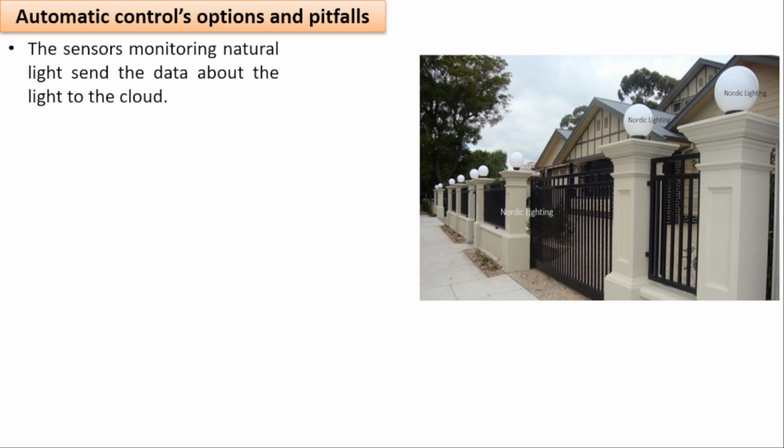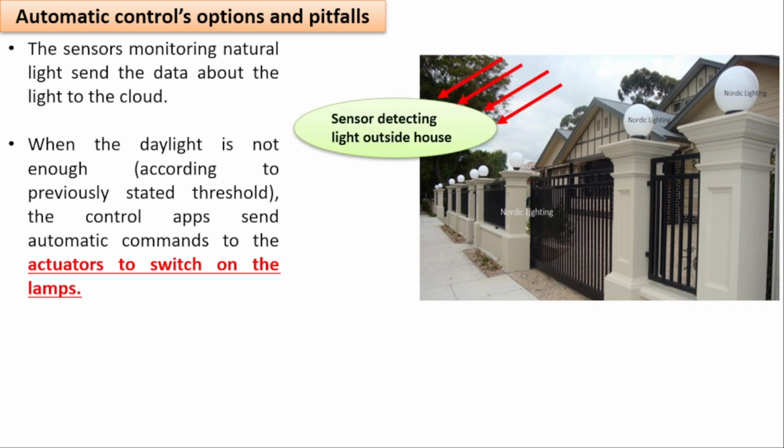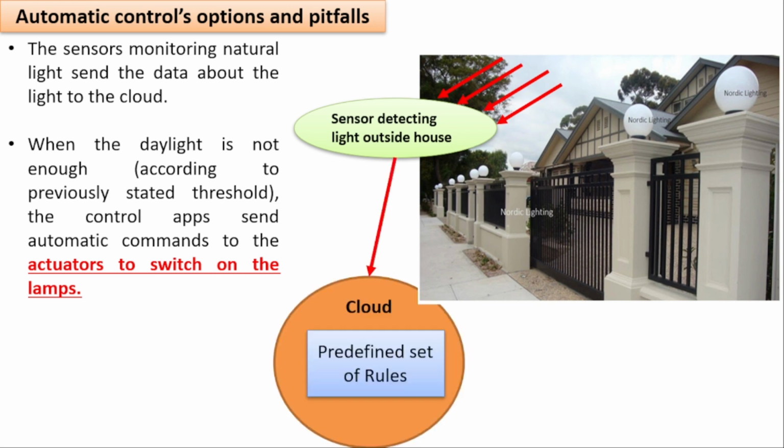Let us try to understand the automation and associated pitfalls. Here we can see a scenario where a light sensor is available which can sense the natural light and send the data about the light to the IoT cloud. When the daylight is not enough, according to a previously stated threshold, the control apps send automatic commands to the actuators to switch on the lamps. The rest of the time the lamps are switched off.